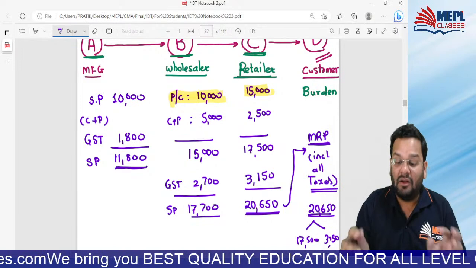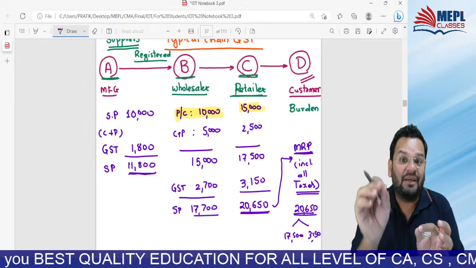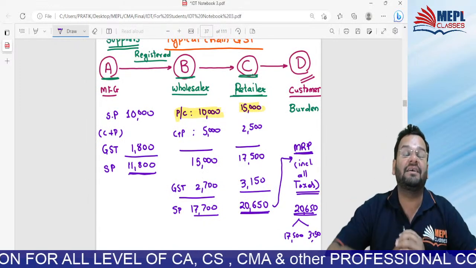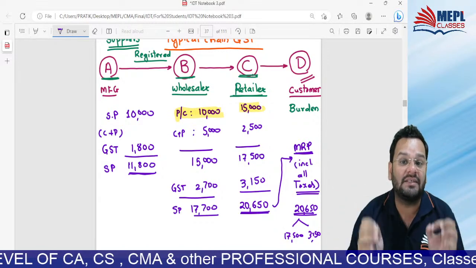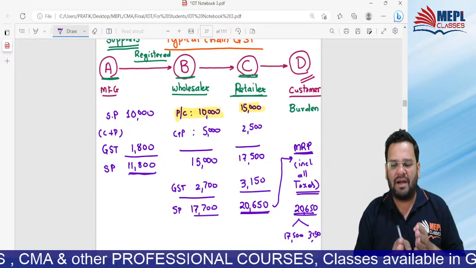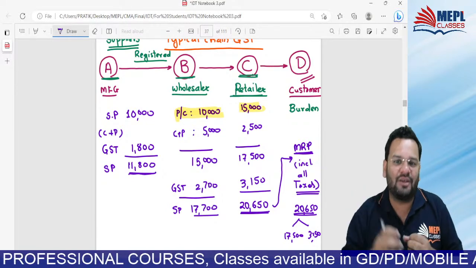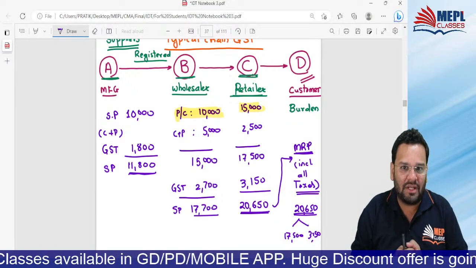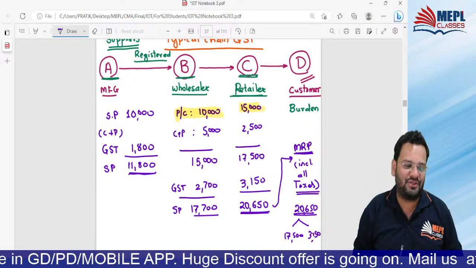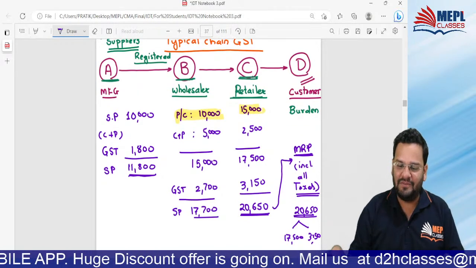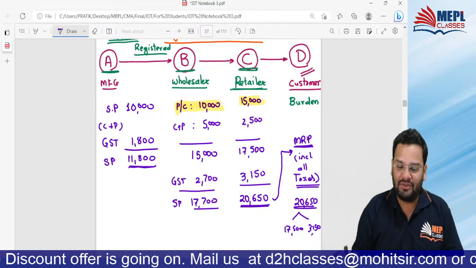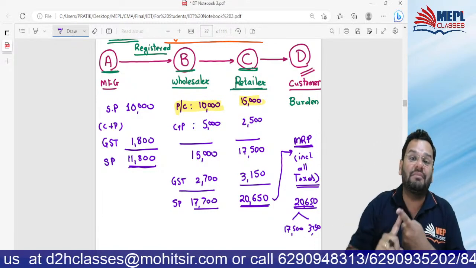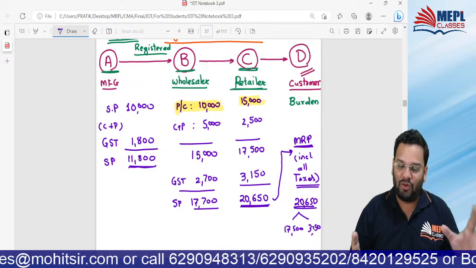But if D keeps his accounts, means if D keeps the record of his expense, tell me guys, how much will D record as his expense? Will D say that my price of goods is 17,500 and GST on that is 3,150? Does it matter to D how much is the price and how much is the GST? For the end consumer, my dear friends, it is immaterial what is the GST amount and what is the price of goods.